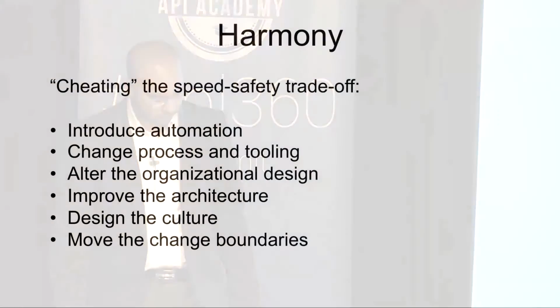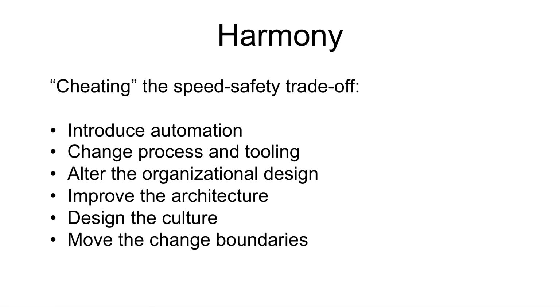What you need is not necessarily balance or trade-offs or anything like that. You need some kind of harmony, a way for both of these concepts to thrive. There's lots of ways you can cheat that trade-off, right? One of the key ones is automation. By automating, we remove human error as a safety risk, and we increase speed because things can happen faster.